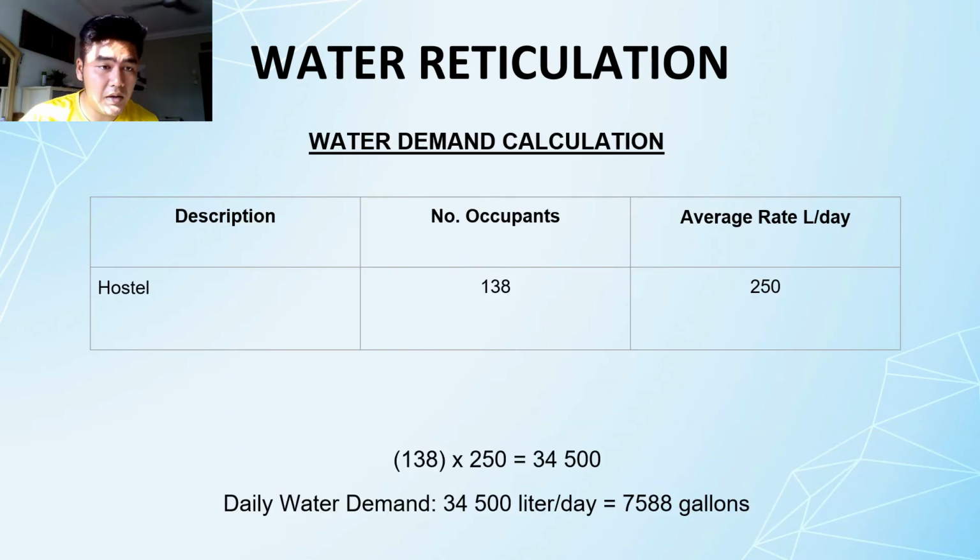Next, the water demand calculation. This project is a hostel, where the occupant is 118, which is from the number of rooms, 69, times 2. You get 118. The average rate of water used for the hostel is 215 liter per day, which is 118 times 215. It will get 34,500 liter per day. So in gallon, it is 7,588 gallon.